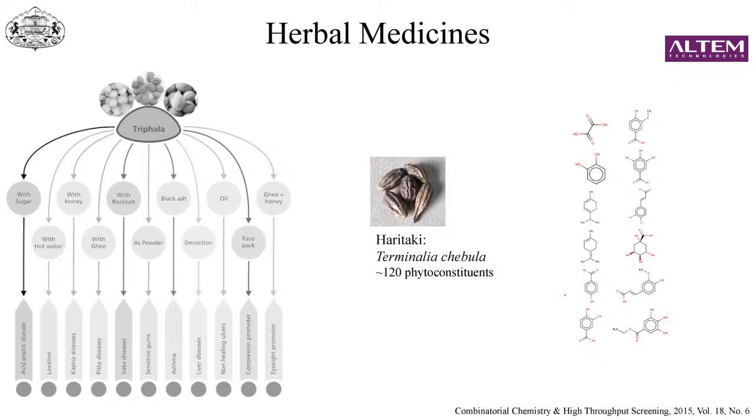If we take just one ingredient of Triphala, let's say Haritaki, which is Terminalia chebula fruit, we have done some work and we have seen that there are around 120 phytoconstituents just in this one fruit of Haritaki. Imagine the complexity that we are talking about as compared to this pure one compound of aspirin. Dealing with this complexity is not easy at all.